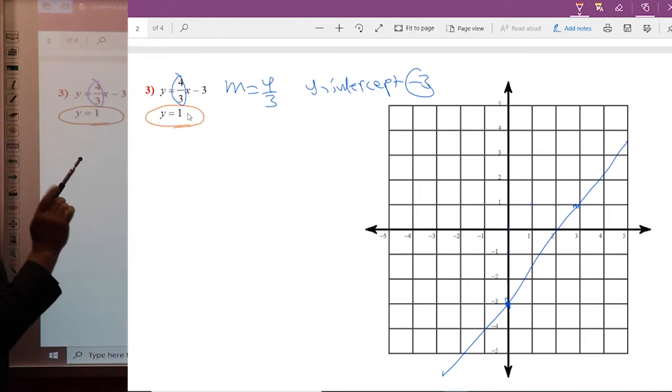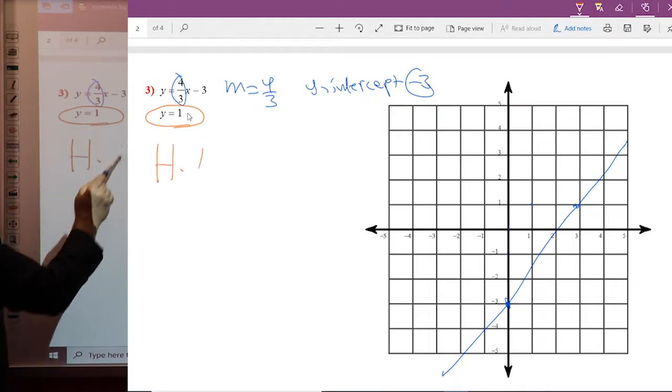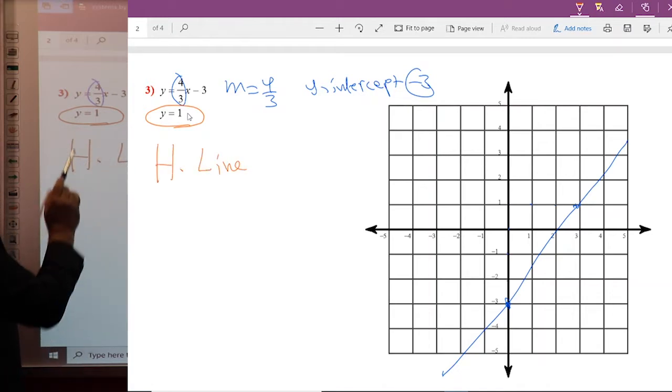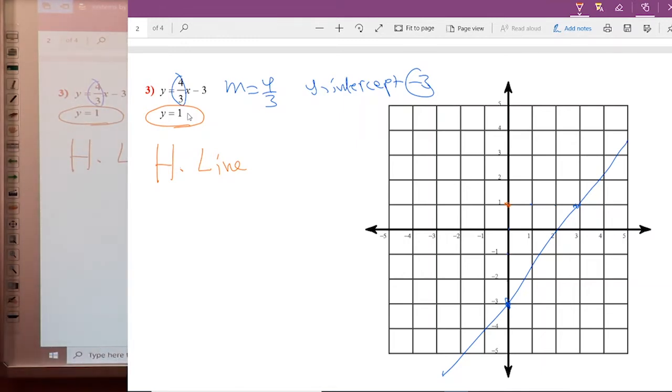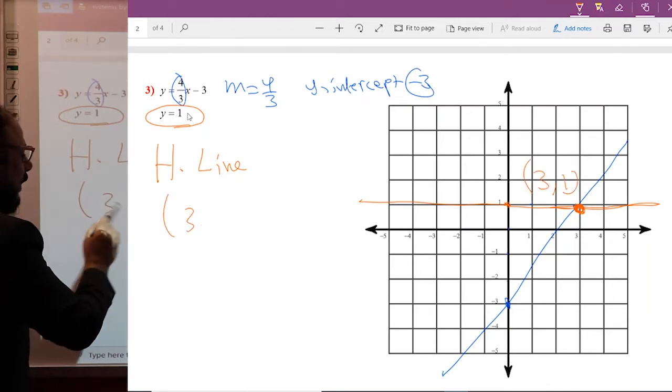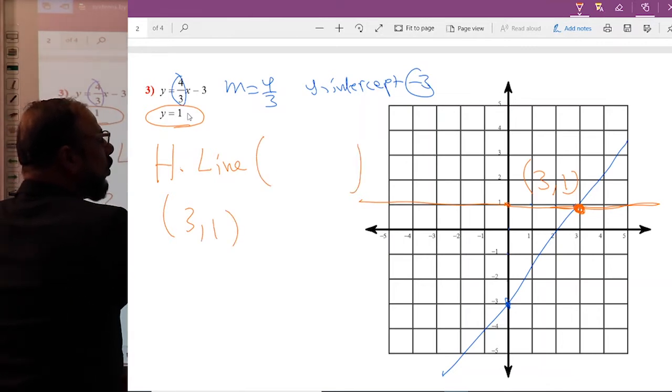When we have y by itself equal to a number, we call this what? Horizontal line. You go to y equals 1. You see the y equals 1? You extend your line from both what? Sides, and your answer will be what? 3 and 1. This horizontal line has a slope equal to 0 always.